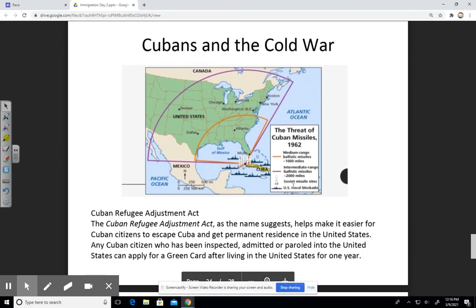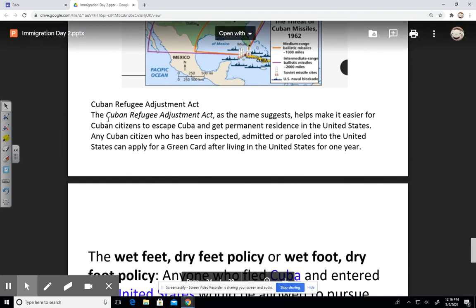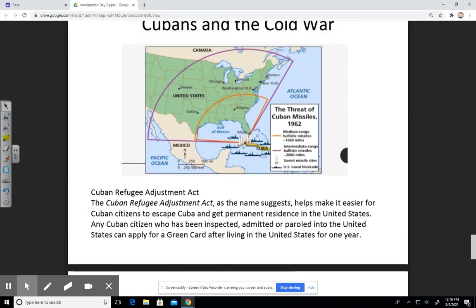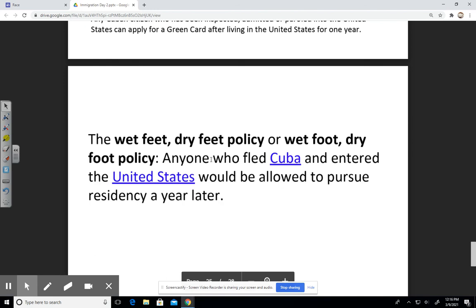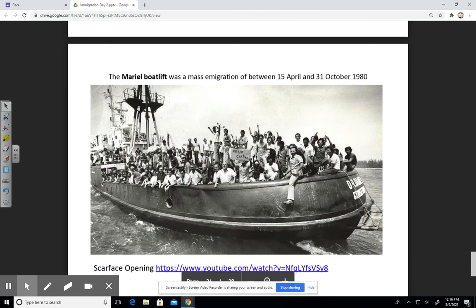I've already addressed Cubans in the Cold War. This helps make it easier for Cuban citizens to escape Cuba and get permanent residence in the United States. So Cubans are dealt with differently than the Mexicans, as opposed to the Puerto Ricans, and so on. And so here we see yet another policy: anyone who fled Cuba and entered the U.S. will be allowed to pursue residency a year later.